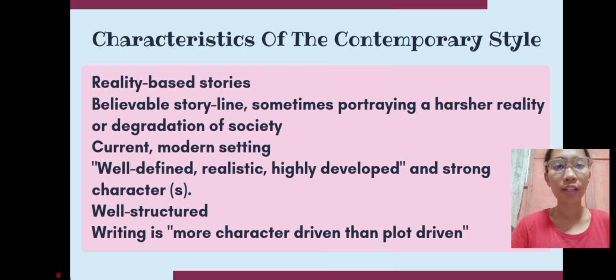So the next, reality-based stories. An example is The Fault in Our Stars by John Green, which shows the struggles of two teenagers with cancer, realistic and emotional. Next is believable storyline, which sometimes portrays a harsher reality or degradation of society. An example of this is The Kite Runner, which portrays war, betrayal, and redemption in Afghanistan.